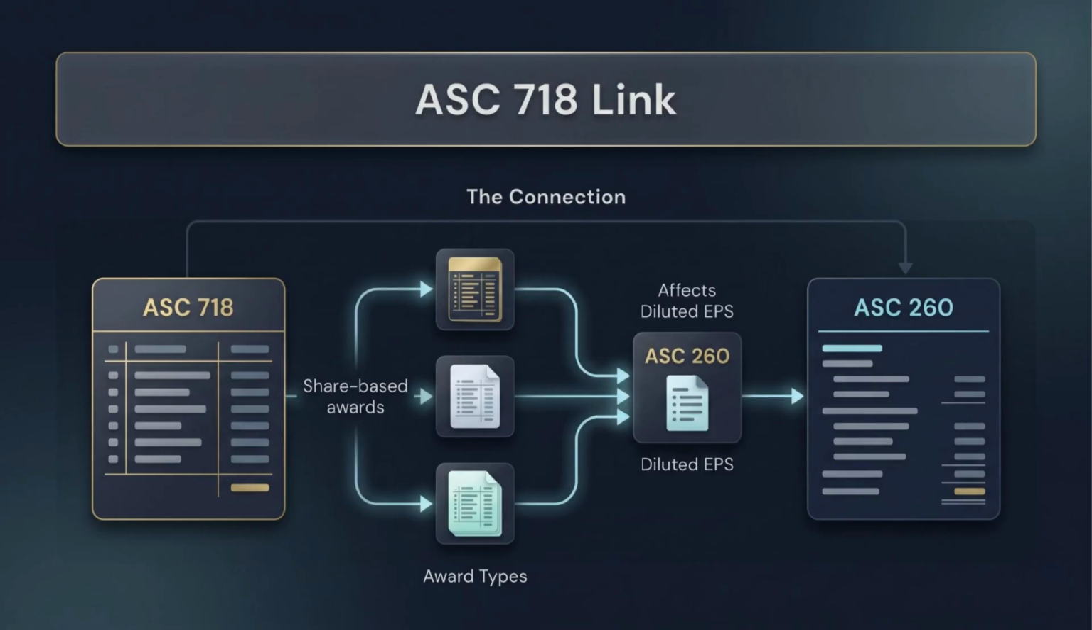Non-vested shares may require Treasury stock method treatment or two-class method treatment depending on participation features. Performance share units may involve contingently issuable share rules. The important reporting connection is that compensation awards do not stop at compensation expense. They often flow into diluted EPS analysis.